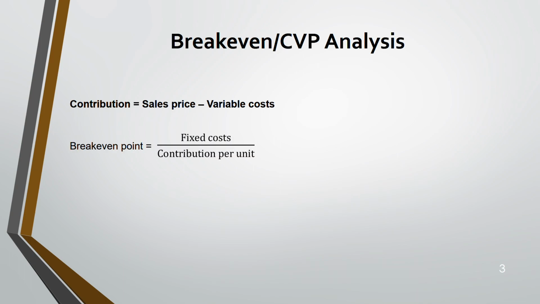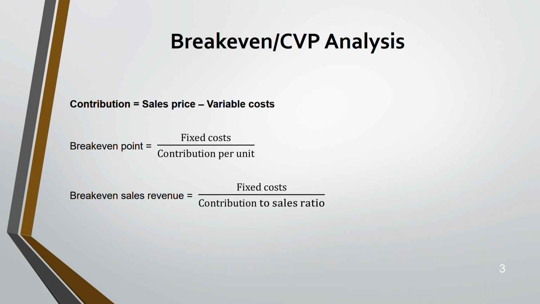Then break even point. Break even means you are neither making a profit, you're neither making a loss. Okay, so your revenue minus expenses is zero. Okay, revenue is equals to your cost, total cost. So break even point, if you want to find out, the formula is fixed cost divided by contribution per unit.